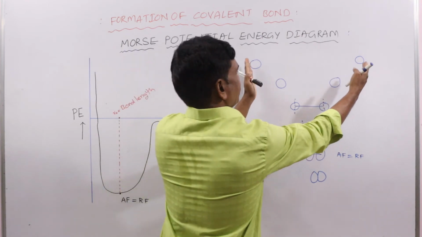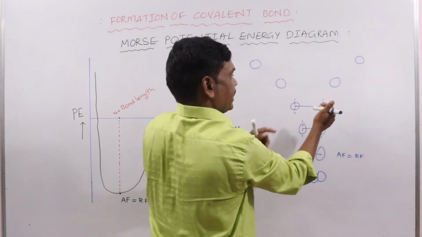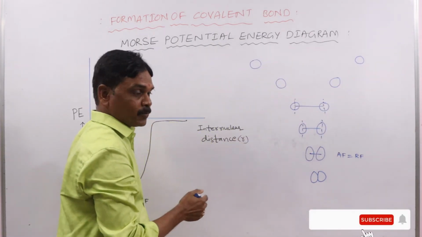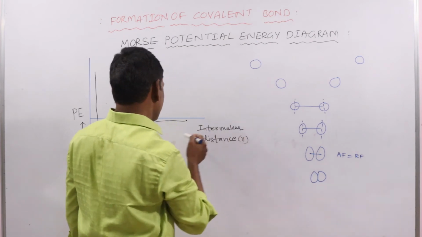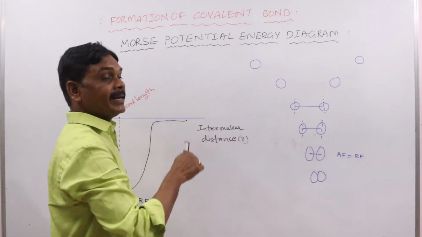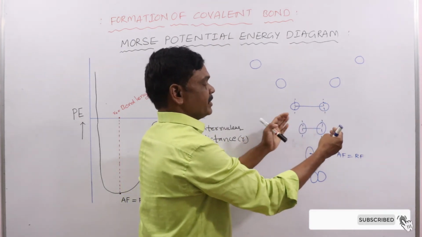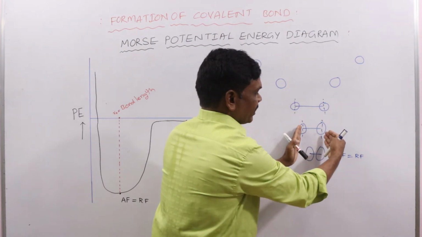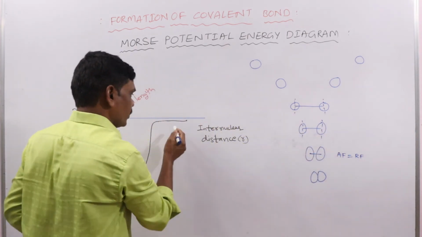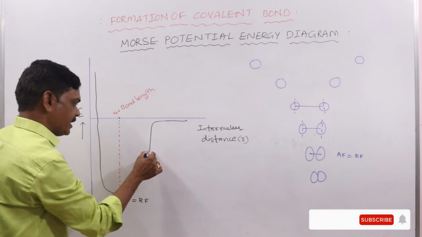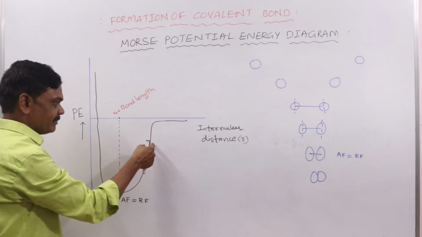To form a bond, the atoms must approach each other. At a certain point, attraction starts. Once attraction starts, the potential energy of the system decreases. As the atoms come closer, the attraction force increases, so slowly the potential energy of the system decreases.